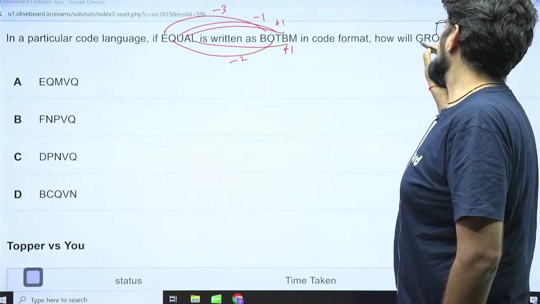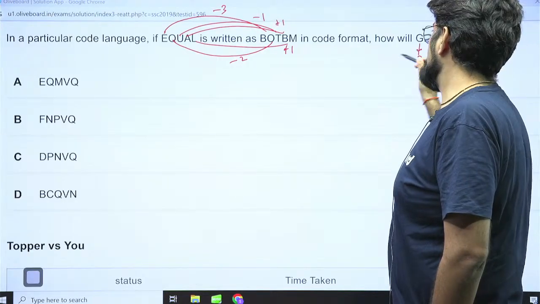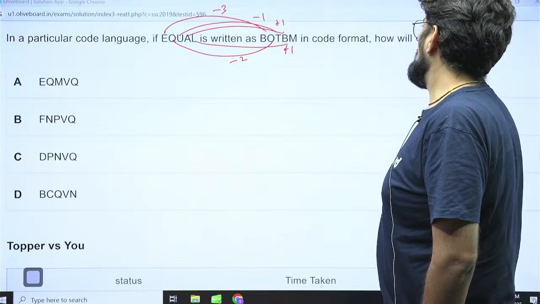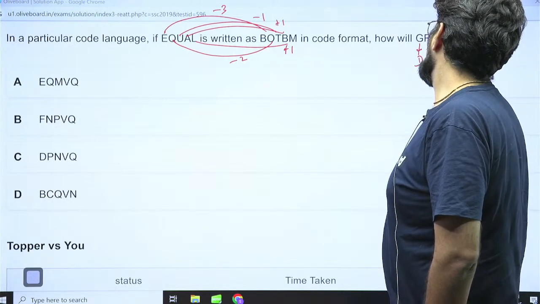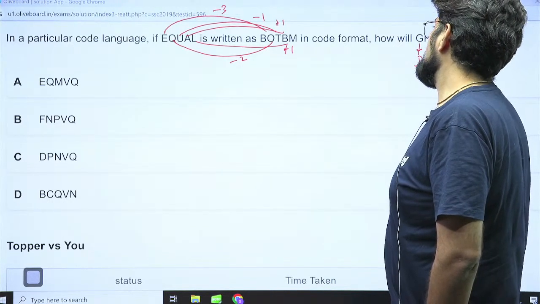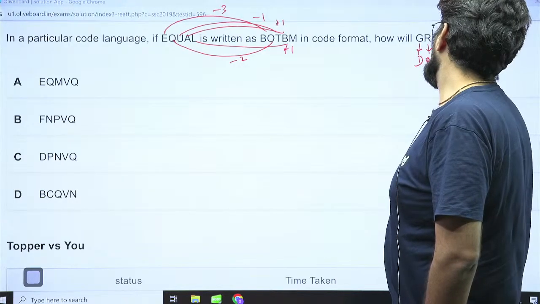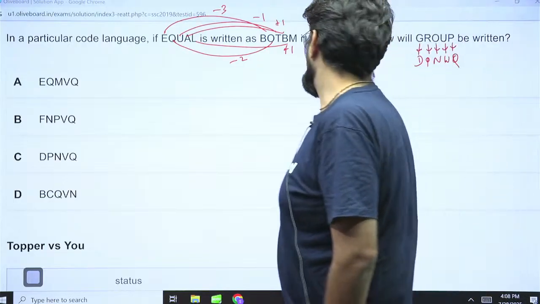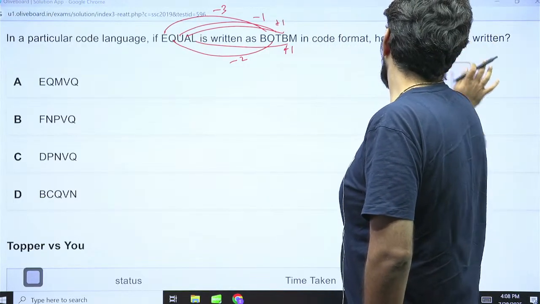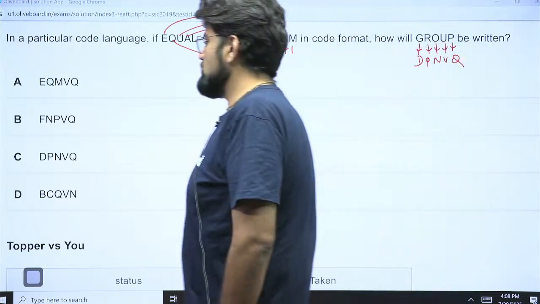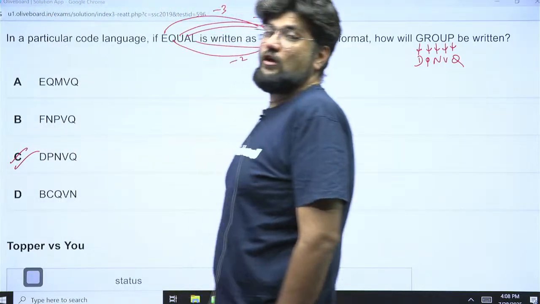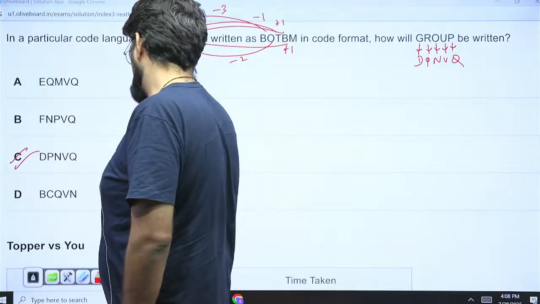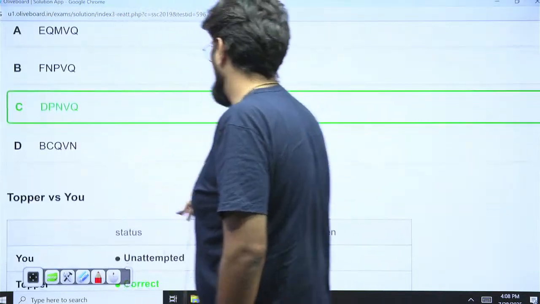So minus 3, 7 minus 3 is 4. So we'll start with D here. And we have only one option which is satisfying that. 18 minus 2 is 16. 15 minus 1 is 14. And plus 1, so 23 and 17. So DP and VQ, which is option C. Obviously, in the examination, you don't have to solve it completely. Once you are sure of this logic, just quickly check for 1 or 2 letters and get your correct answers.